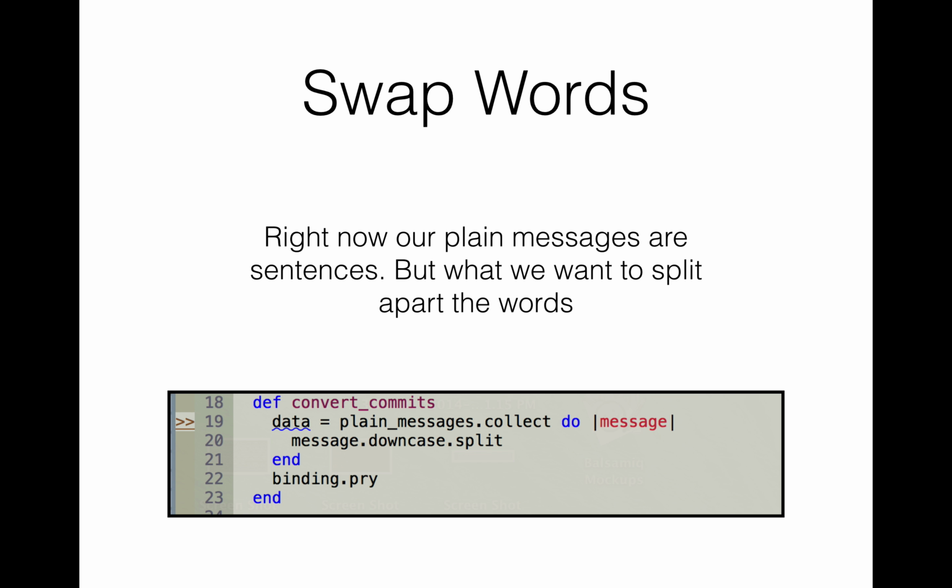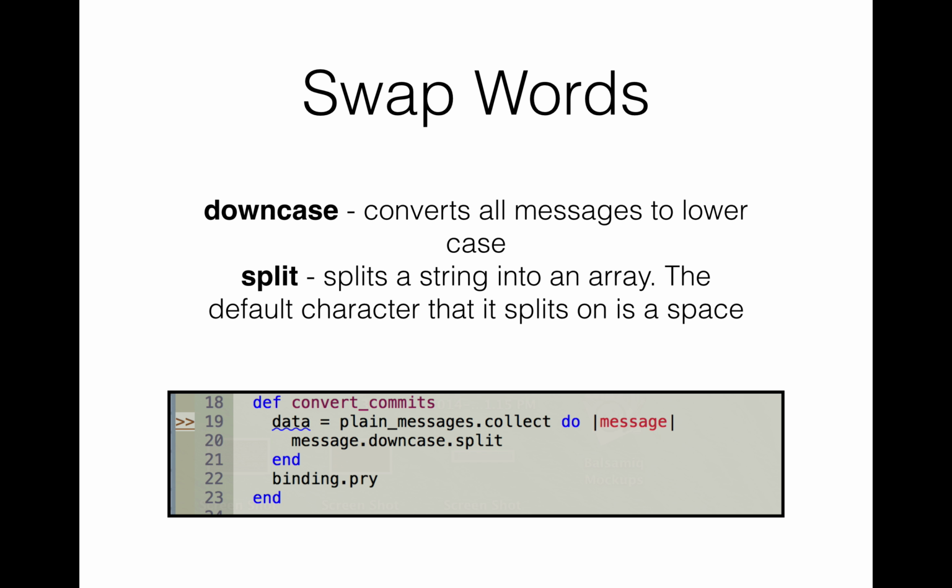So right now, our plain messages are sentences. But what if we want to split apart the words? So if you look down here, convert_commits_data equals plain_messages.collect, another enumerable, do |message|. So for each message, we're going to downcase it and we're going to split it. And we're going to throw in a binding.pry down there and see what that looks like. So downcase converts all of our messages to lowercase. This is really important when you're comparing words. You want them all in the same case, otherwise they don't match. And split splits a string into an array. The default character that it splits on is space, so we don't have to pass anything in there because that's exactly what we want.